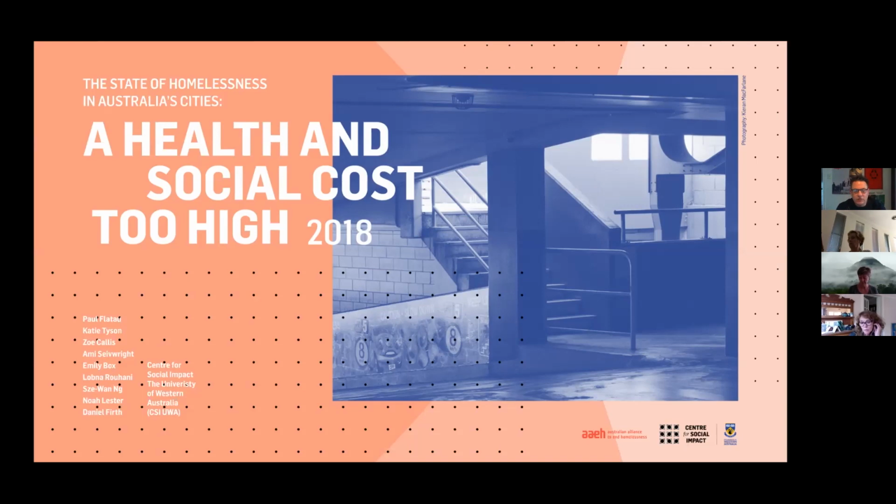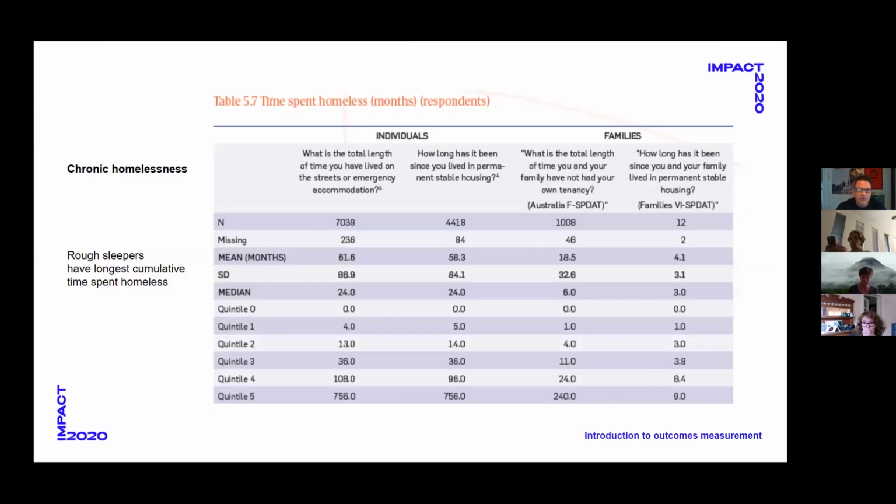One of the pieces that we published some time ago was something called the State of Homelessness in Australia's Cities, A Health and Social Cost Too High, in which we analysed data from a particular survey that was conducted with those rough sleeping in the main. The nature of this was that there was a survey in which we collected quantitative data. So, for example, time spent homeless came from a couple of questions in what was called the VIS for that.